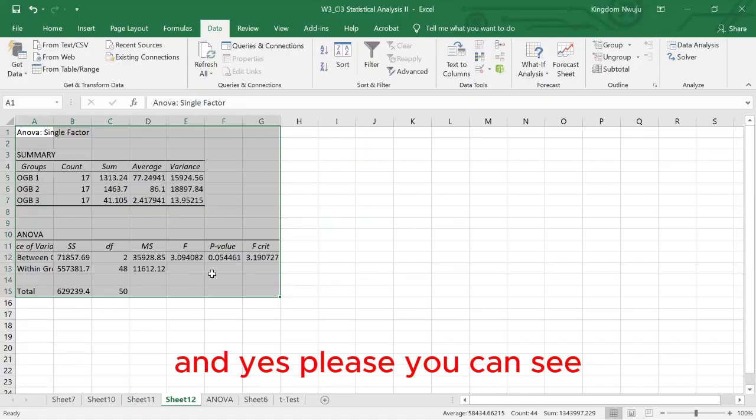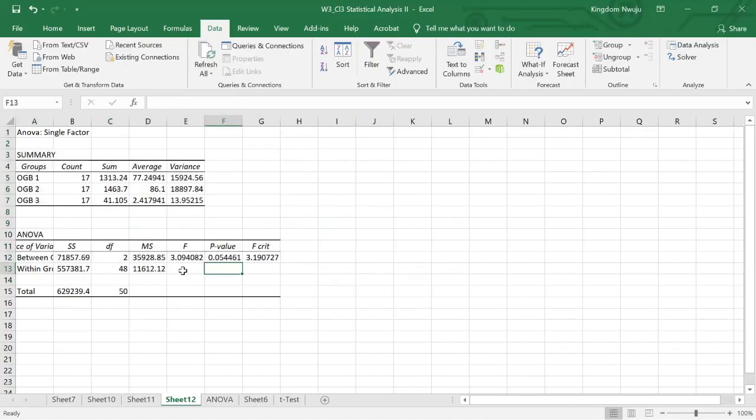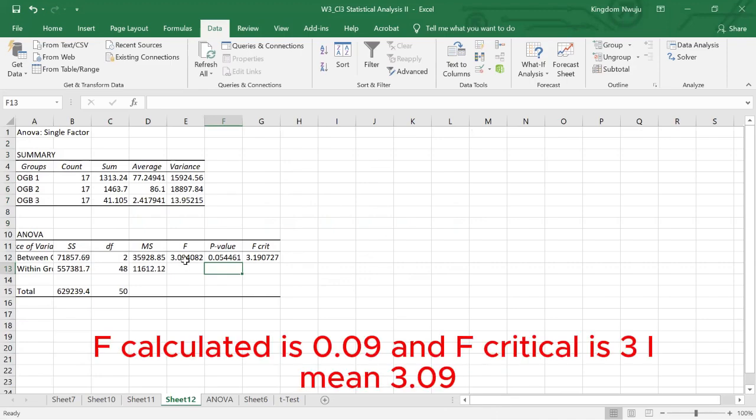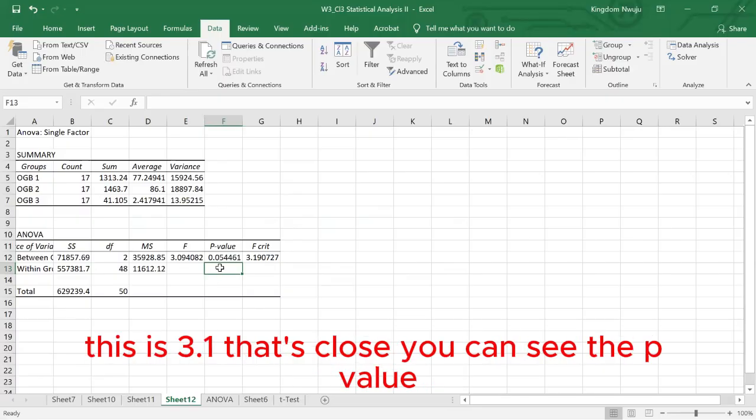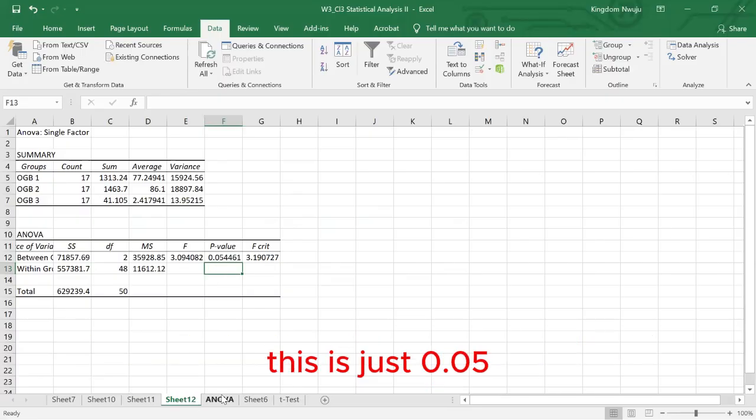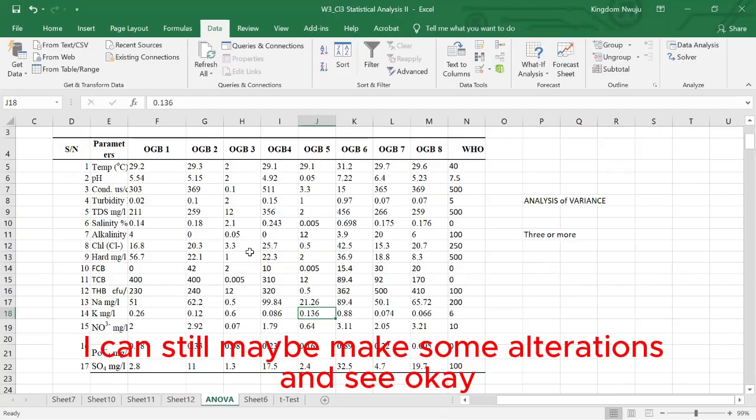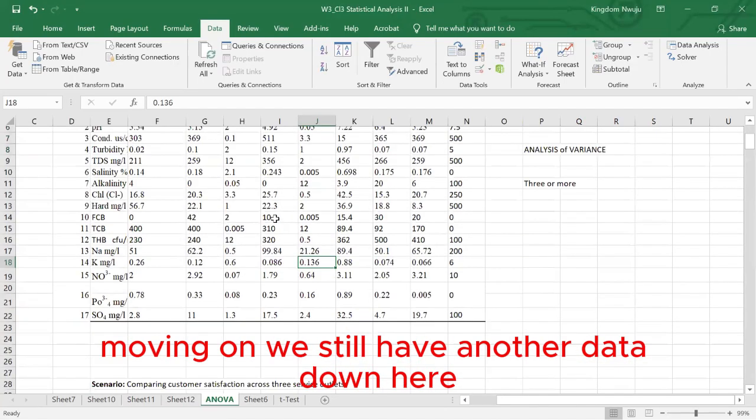And yes, please, you can see. Okay. Slightly close. F calculated is 0.09 and F critical is 3.09. This is 3.1. That's close. You can see the p-value. This is just 0.05. I can still maybe make some alterations and see. Okay, moving on. We still have another data down here.